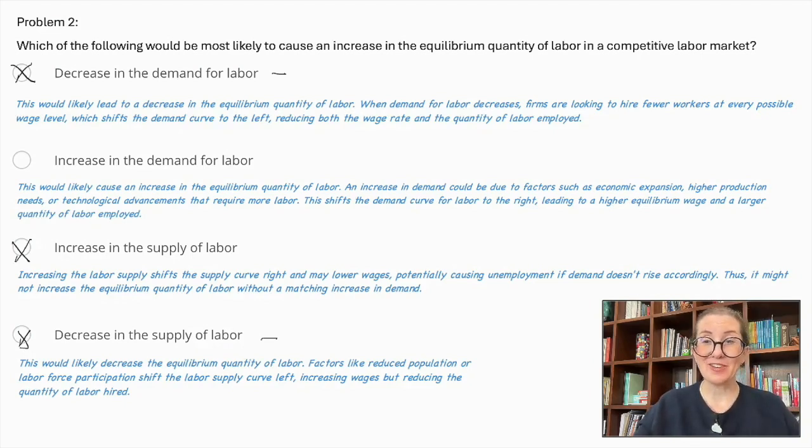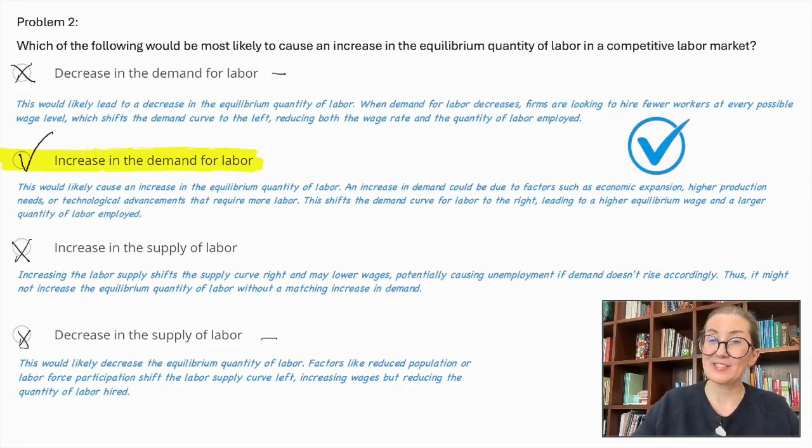Increase in the demand for labor. This would likely cause an increase in the equilibrium quantity of labor. An increase in demand could be due to factors such as economic expansion, higher production needs, or technological advancements that require more labor. This shifts the demand curve for labor to the right, leading to a higher equilibrium wage and a larger quantity of labor employed. And that is the correct answer.